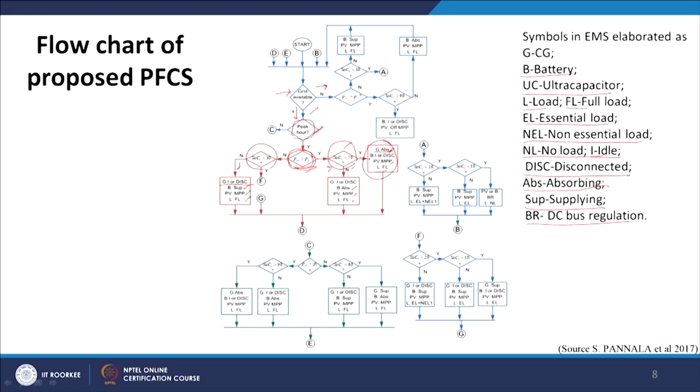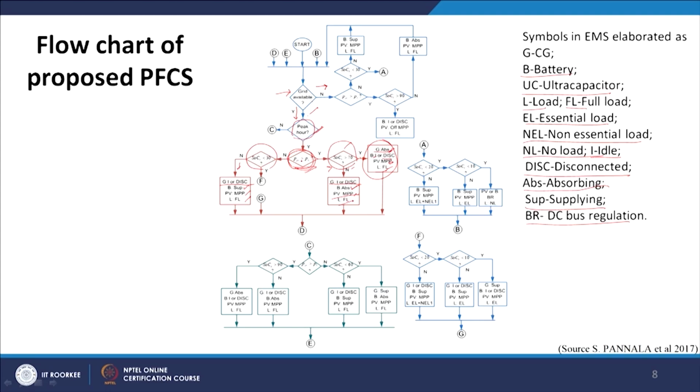The second option is whether you disconnect the grid or keep it idle; it is one of the options available to us. And then the PV can be at MPP and the load can be at full load. Similarly, if the SOC is not more than 70, then we can allow the battery to absorb, and the grid could be idle or disconnected, and the PV at MPP and load at full load only, because locally you have to manage at any cost.